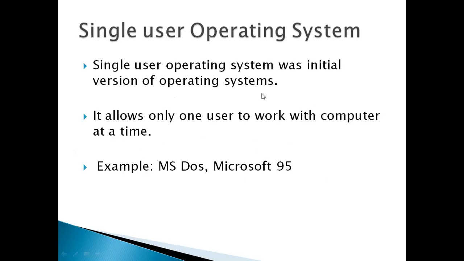The single user operating system was the initial version of operating system. When operating systems were developed, this was the first one. It allows only one user to work with the computer at a time. That's why it is called single user. Examples you can state are MS-DOS or Windows 95.